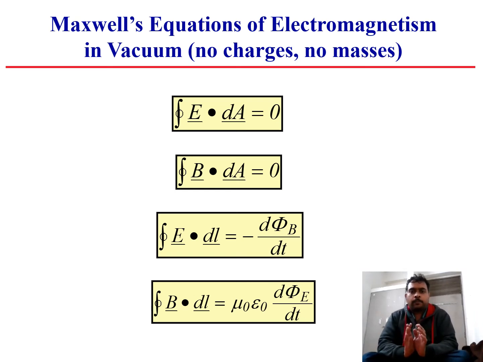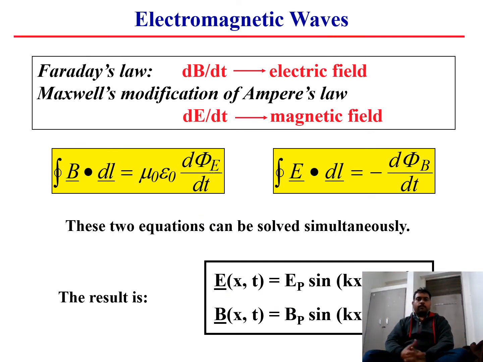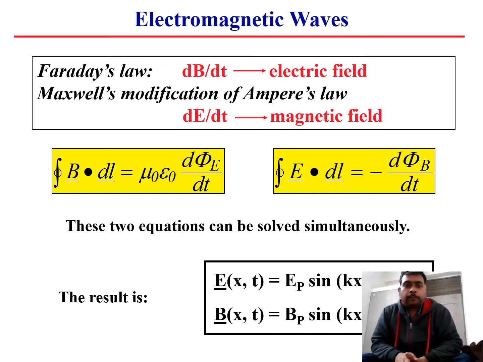In integral form, we have four Maxwell's equations: the surface integral of electric field is 0, the surface integral of magnetic field is 0, the line integral of electric field is minus d phi b by dt, and the line integral of magnetic field is mu naught epsilon naught d phi e by dt. So these four Maxwell equations will come for the special case of no charges and no currents.